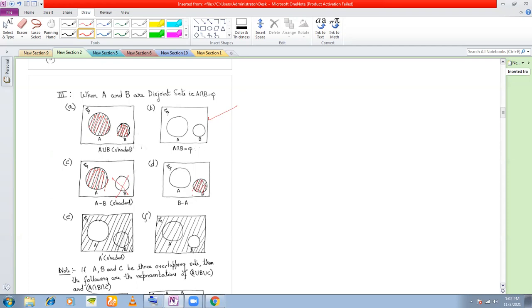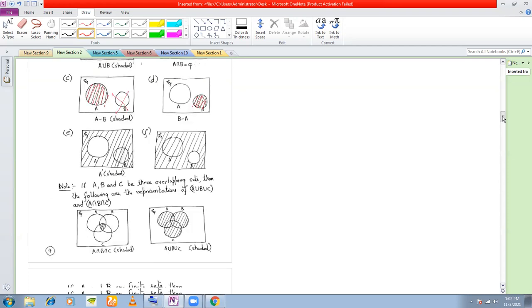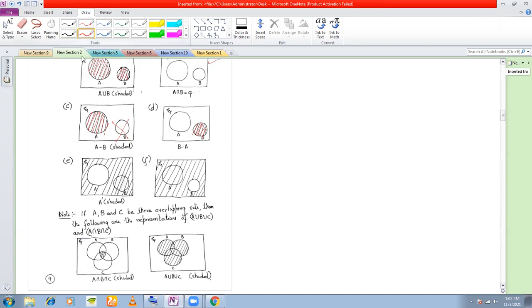Okay. Next, A complement. How do you represent A complement? Because A complement cannot have any elements of the set A, therefore you leave out this circle and shade everything within the universal set. Because A complement, if you remember the definition, was all the elements which are not there in A but are there in the universal set. And because the rectangle represents the universal set, you shade everything except the circle which represents the set A. Fine.